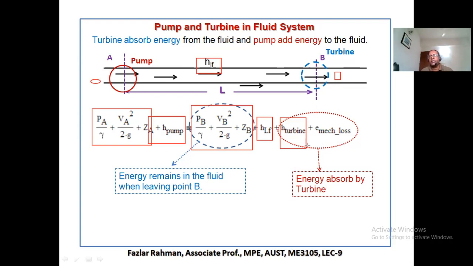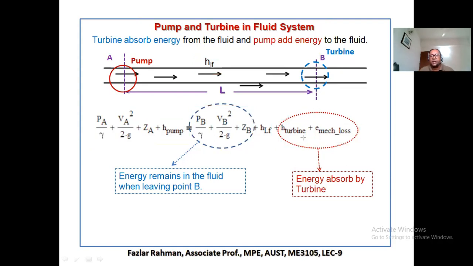If it takes 100 meters of turbine head, after you convert to mechanical energy, you might get 80% or 90%, and 10% might be mechanical loss. That loss is right over here. So you see this much, the red color, is the energy absorbed by the turbine, this much energy remains in the fluid leaving point B, HL is the frictional loss, and this much energy is in the fluid just entering the pump. And H pump, this much energy is added by the pump to the fluid.